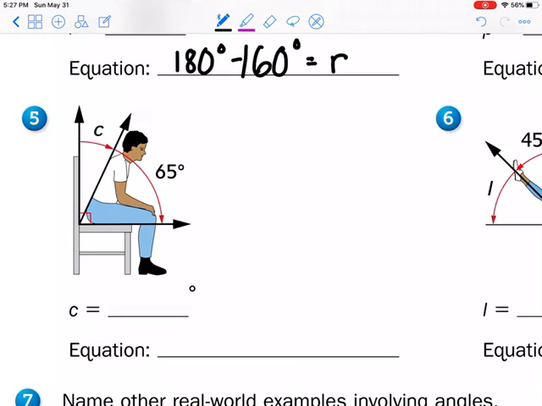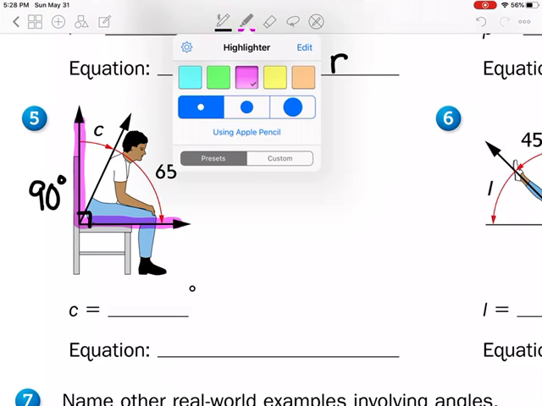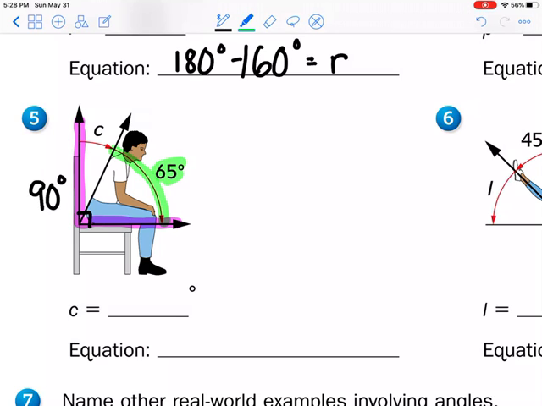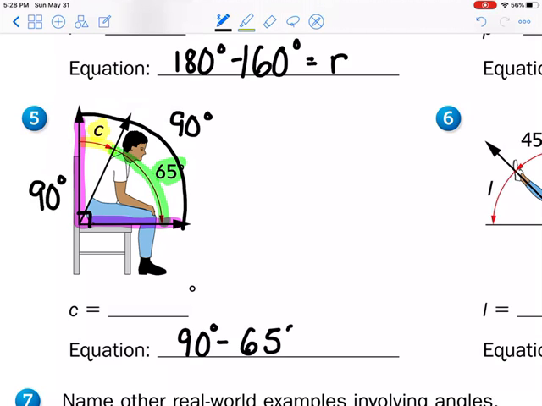Okay, five. So this is a person sitting back in their chair, and they want you to see how much of an angle did they move forward, and if they continued forward, how much would it be? So let's look at what is the total amount. Well, this is a right angle, which I know equals 90 degrees, okay? And from here to here is 65 degrees. They're looking for C, this piece. Well, if I know this whole thing is 90 degrees, I'm going to subtract 65 degrees because that's what they gave us. And whatever's left would be the angle measure for C, which is 25 degrees.